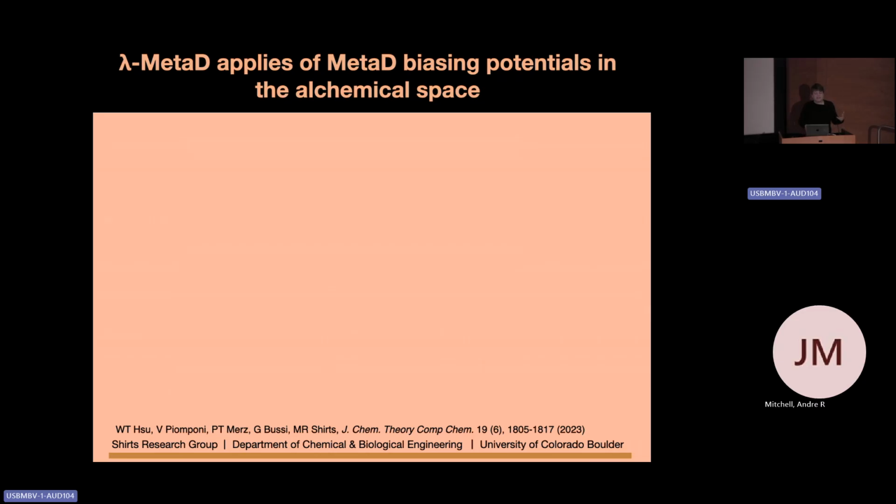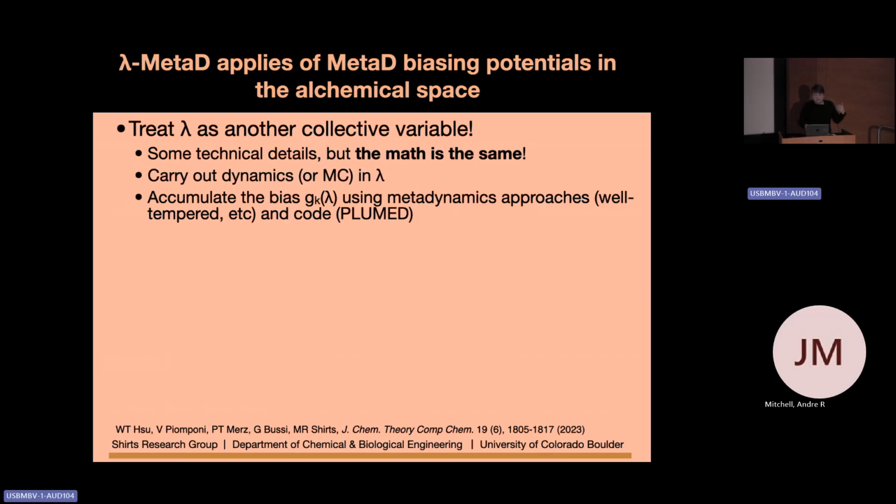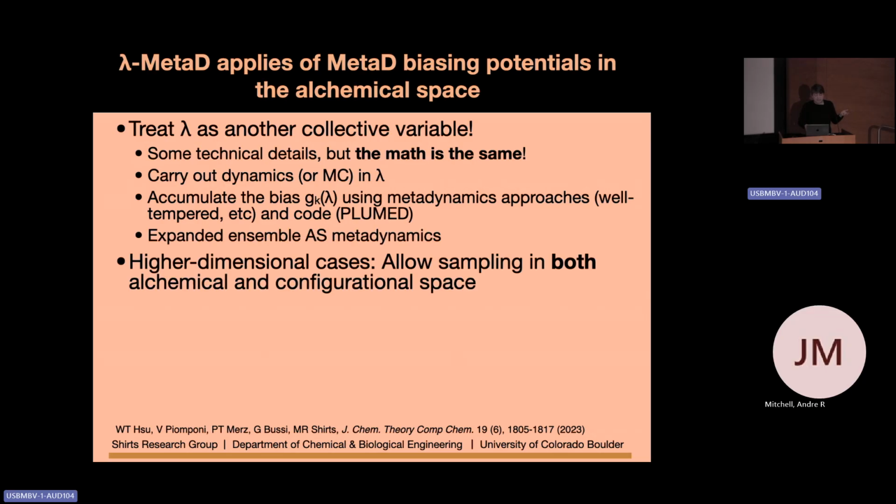So lambda metadynamics applies the principles of metadynamics biasing potentials in the alchemical space. We treat lambda as another collective variable. There are some details, it's a little different from the collective variables, but it turns out the math is the same. You have to interpret it slightly differently, but it's exactly the same math. We carry out the dynamics or Monte Carlo in lambda, and we accumulate the bias using all of the many metadynamics approaches that have been developed, well-tempered metadynamics, etc., and the same code, PLUMED. So the expanded ensemble becomes metadynamic sampling.